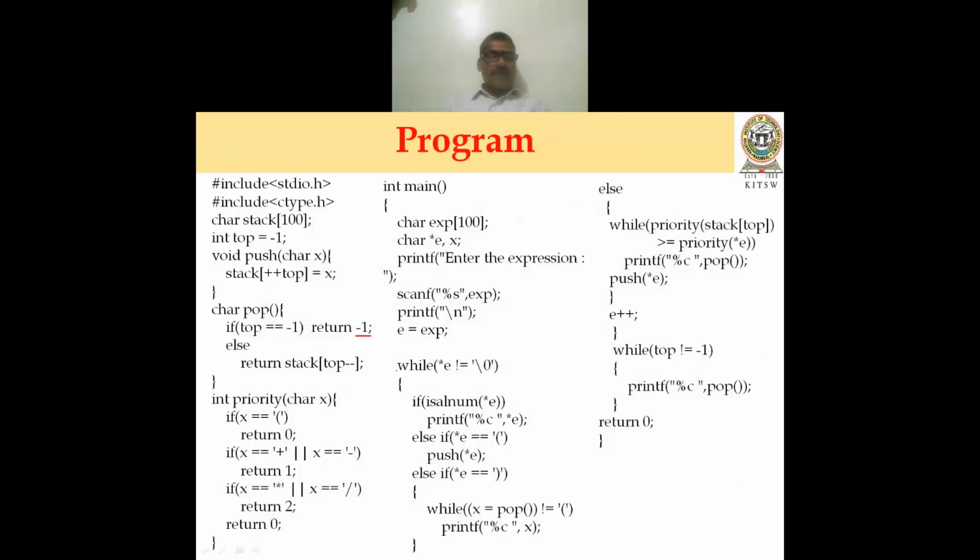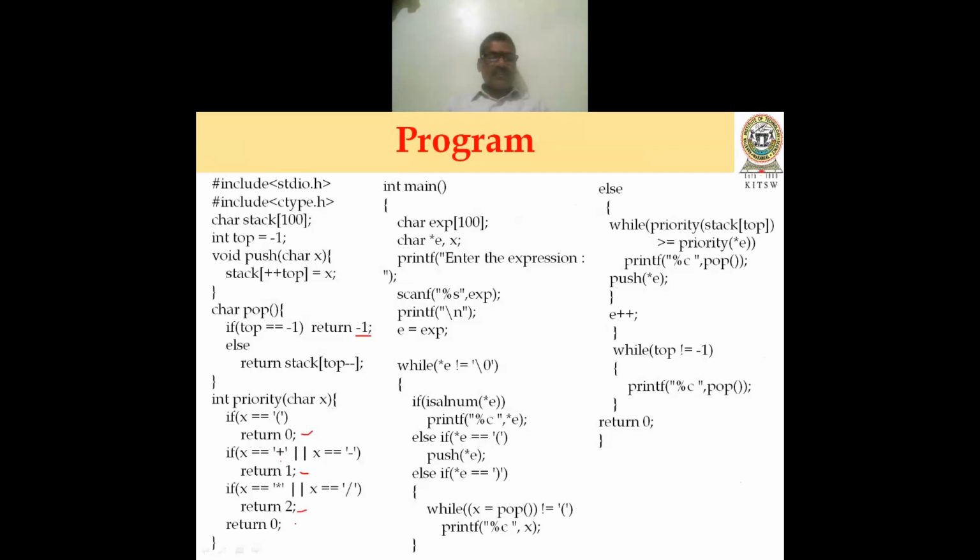And again, there is a function we are writing here to know the priority of the operator. For char x, if x is equal to an opening parenthesis, its priority is returned as 0. If x is equal to plus or x is equal to minus, both have equal priority, so we return priority as 1. If x is equal to star or slash, then we return it as 2.